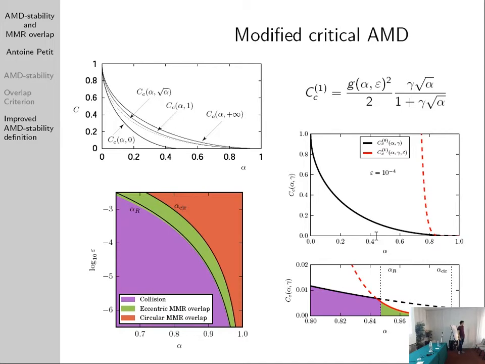Question? I have one. Could you imagine to use the same AMD stability criterion, but for three-body resonances to have an idea if, for instance, a system is more AMD stable or less, depending on exactly the location of the 3 planets?